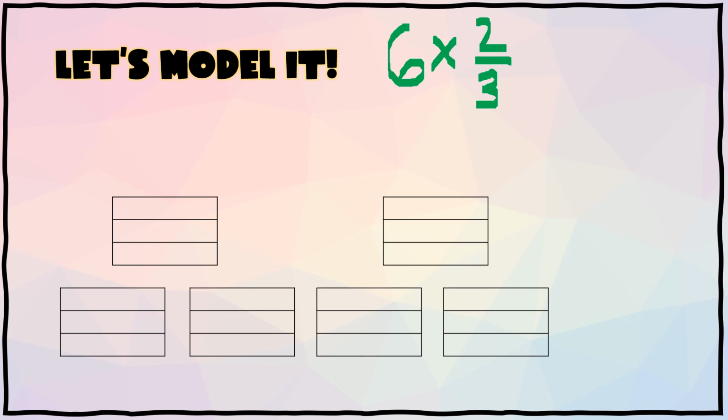So this symbol right here, the multiplication symbol that we see right here, another word that we use whenever we're multiplying is the word of. So the word of. So what I'm going to think about whenever I model this is I'm going to be modeling 6 groups. And y'all bear with me, I'm writing with a mouse. Don't have a stylus. 6 groups of 2/3.